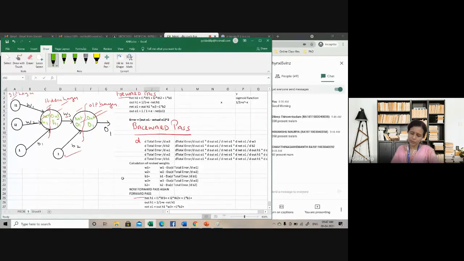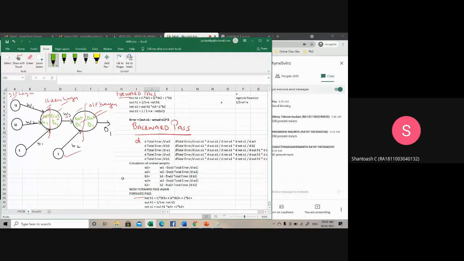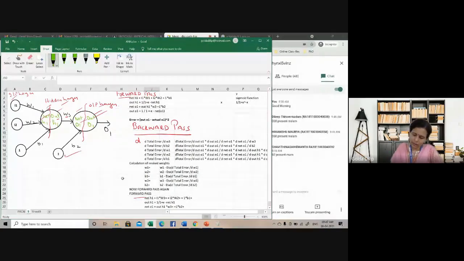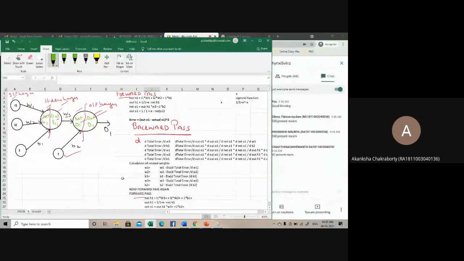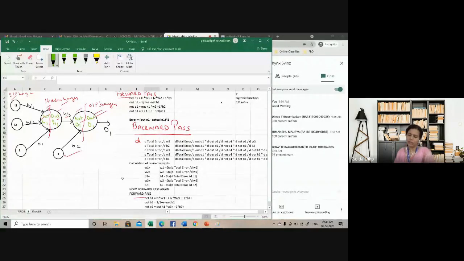132, Santosh. Present, ma'am. 133, present, ma'am. Akansha. Present, ma'am. 143. Present, ma'am. Nityashri. Okay, noted. 145, present, ma'am. Jairam. Present, ma'am.